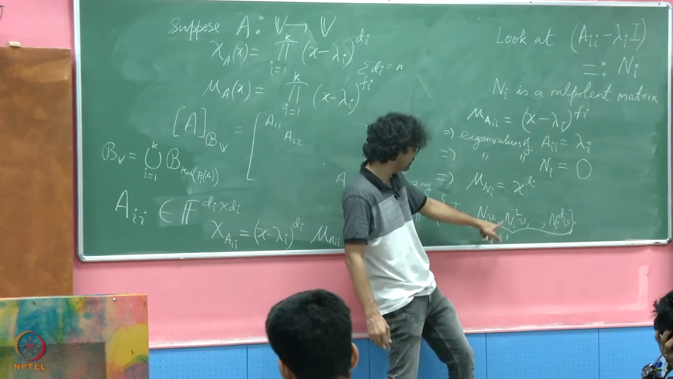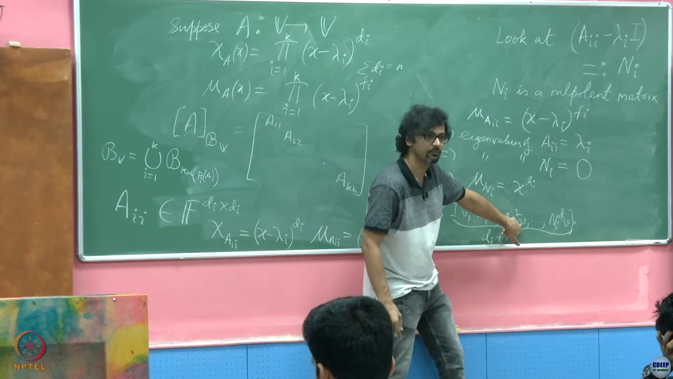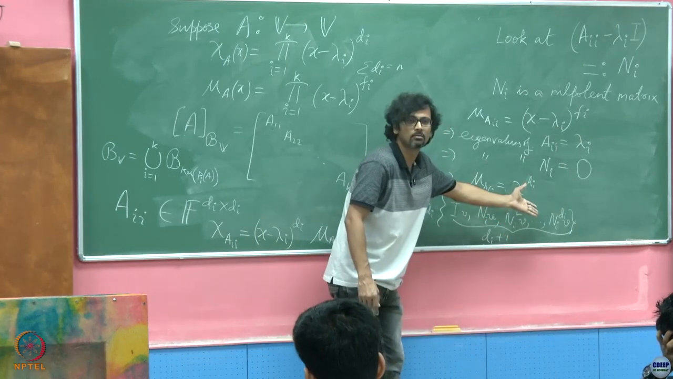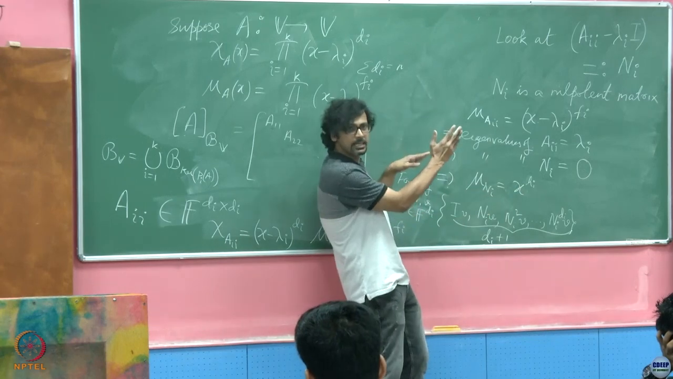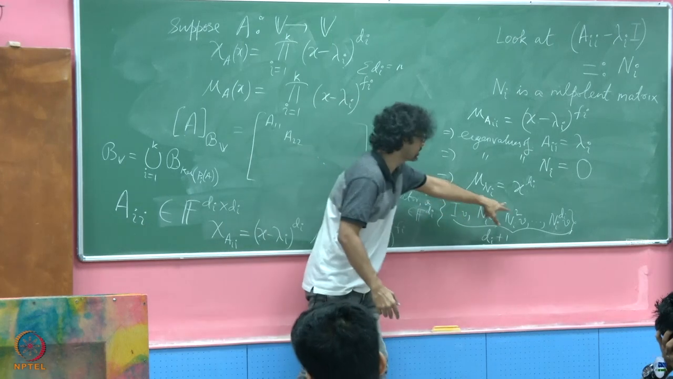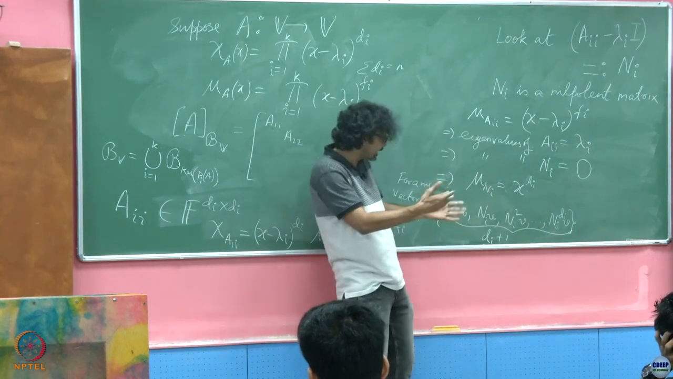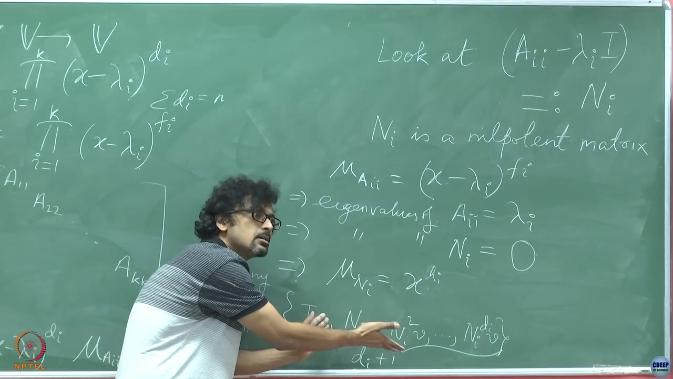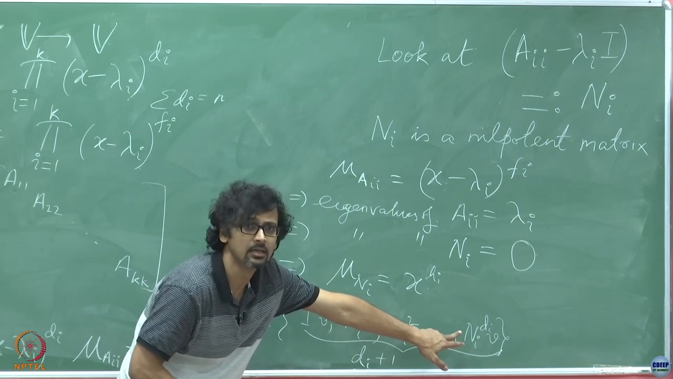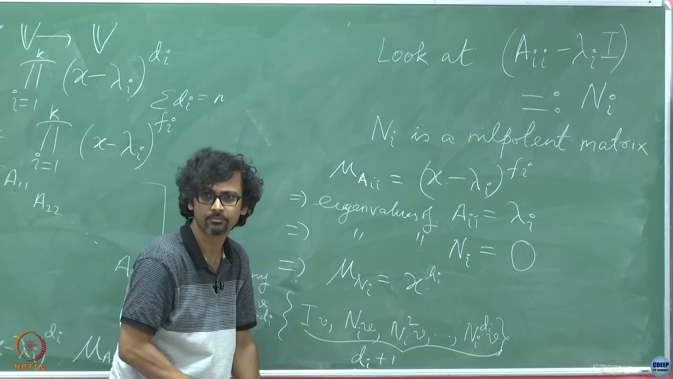So it means that it will be ni raised to some power acting on that particular fellow is 0. So you take the highest power among all the fellows in the basis set. So first let it act on v1, then on v2, then on v3, then till vdi. And look at the highest power to which ni has to be raised until it loses linear independence, which is when it becomes 0 exactly. That's why it's a nilpotent operator, right?